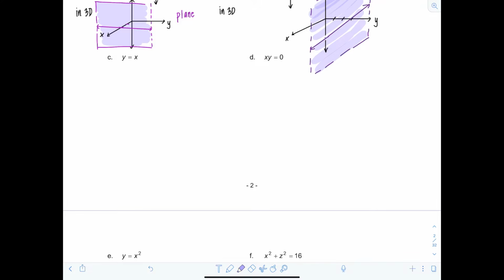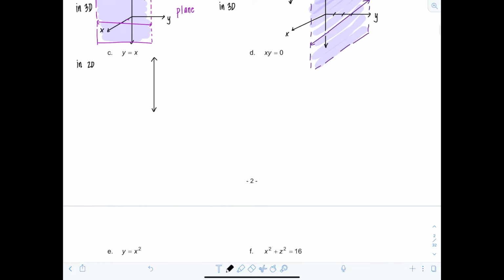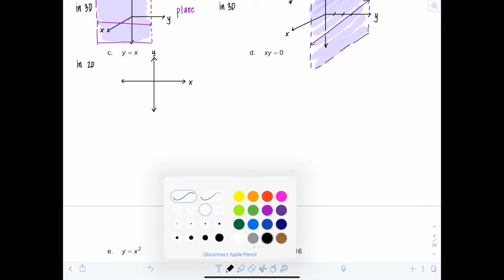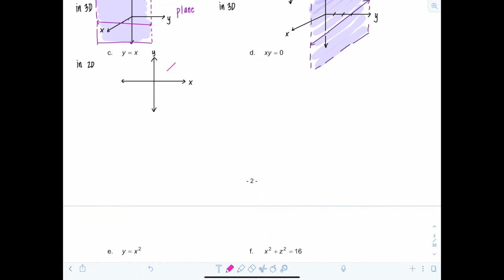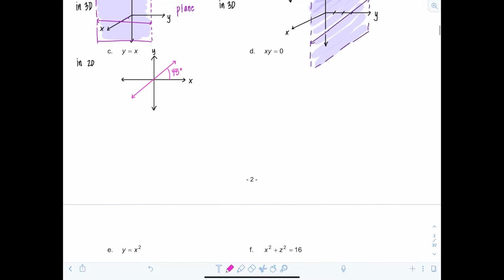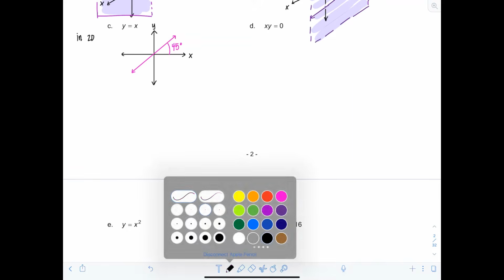Next example, y is equal to x. Okay, so in 2-space, in 2D, we know this is a line whose slope is 1. Y-intercept is 0, so it crosses through the origin. And you should also know that it makes a 45-degree angle with the positive x-axis, right? So here's y equals x. And I'll indicate this is 45 degrees. Okay, well, in 3-space, what would it look like?